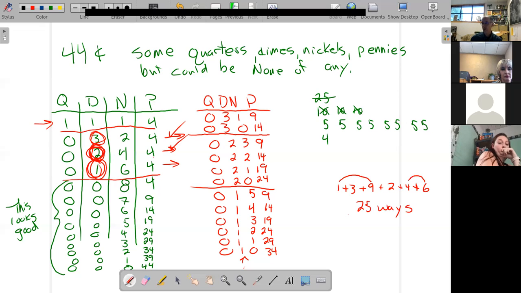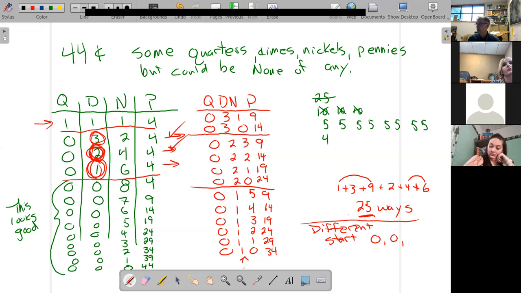Am I absolutely sure that's the truth? I'm mostly sure that's the truth. The only way I would be absolutely sure is if I found a different way to do it, and I found exactly 25 ways too. And the only other different way I can think of to do this, so if I want to find a different approach, I'm sure somebody else can come up with a different approach, but if I started instead with no quarters, no dimes, no nickels, but 44 pennies, and then I slowly start trading up to get to this best case scenario there. So if I could systematically do that, that should double check it.